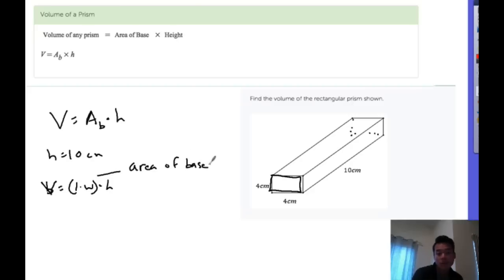Now, it isn't always going to be length times width. It depends on the shape of the base. Okay, if it's a square, we'll get to that next. If it's a triangle, you would do base times height divided by 2. If it's a trapezoid, then you would use the area of that base formula.